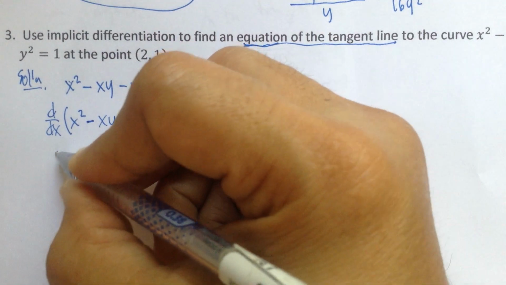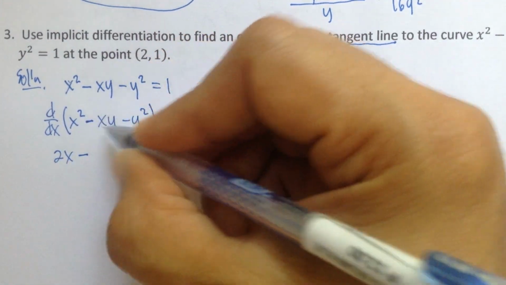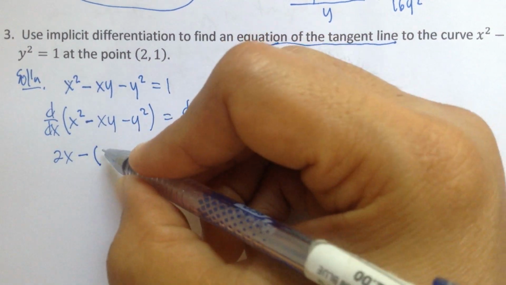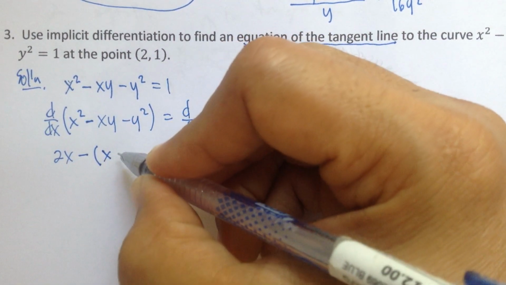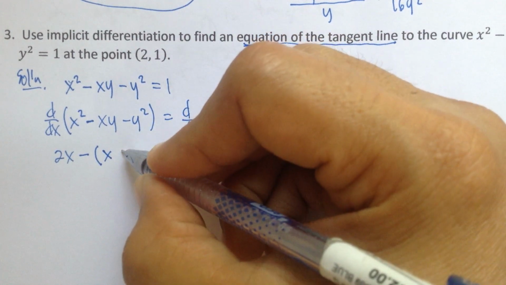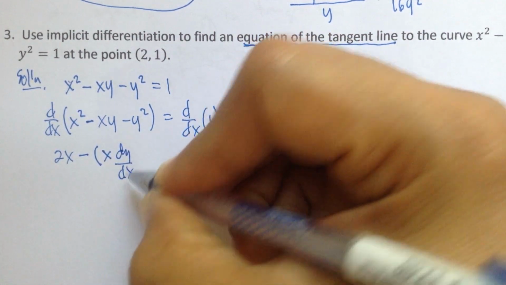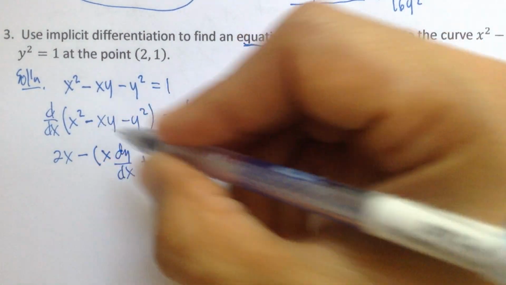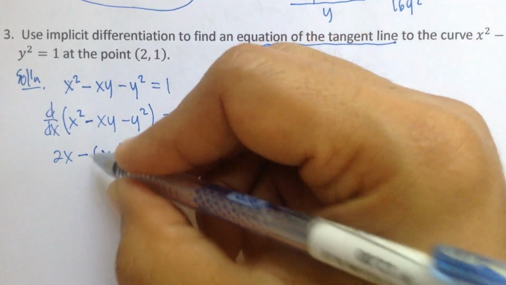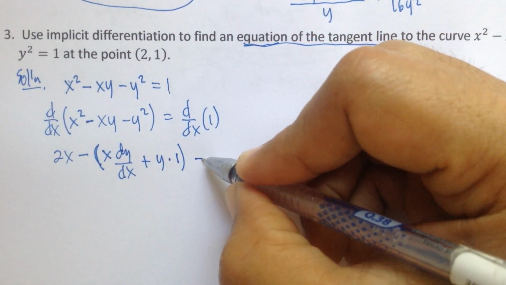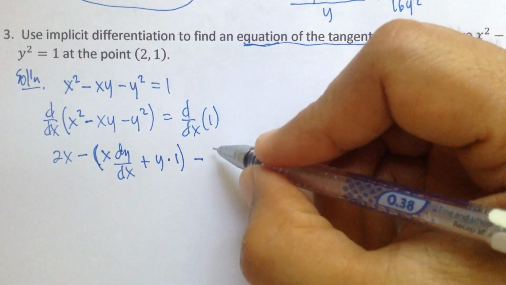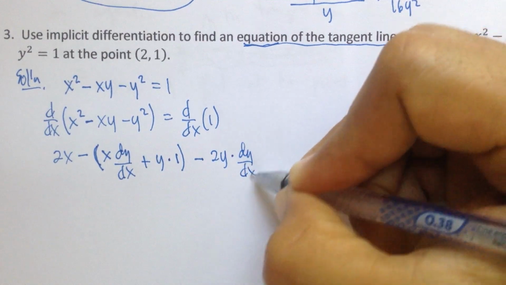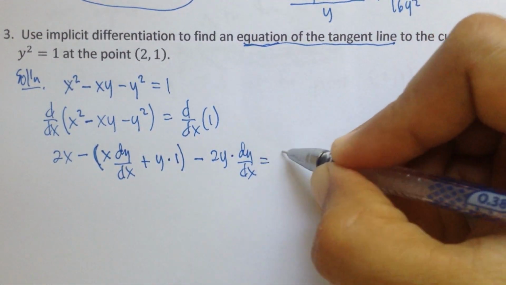And this one here is 2x, minus the derivative of xy. Now we use the product rule here because this is the product of x and y. The product rule says the first times the derivative of the second. Derivative of y is dy/dx, right? Plus the second times the derivative of the first, which is 1. Okay, derivative of x is equal to 1, minus the derivative of y squared, which is 2y times the derivative of y, which is dy/dx by the chain rule, equals 0.